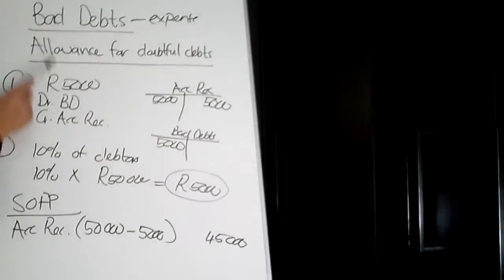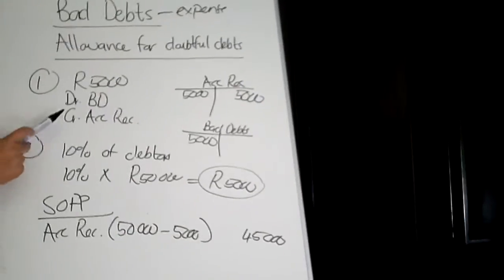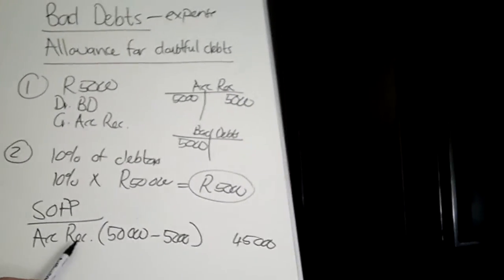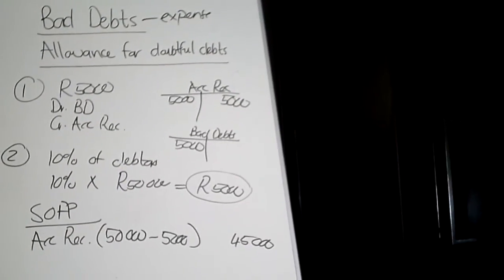So bad debts over here is an expense. It will be shown in the statement of comprehensive income. And the allowance for doubtful debts is a negative asset. It will be taken off from accounts receivable in the statement of financial position.